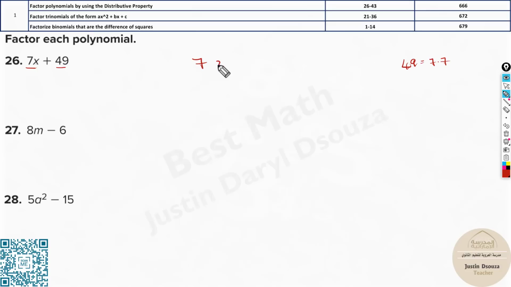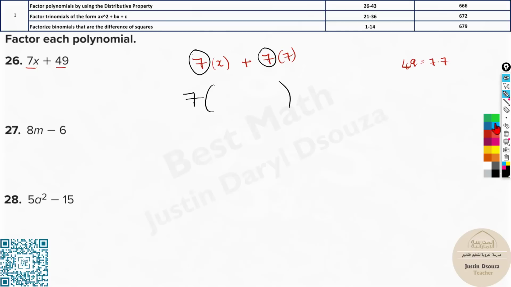We'll write 7x, let's write a bracket, just to show that this is a common term. Now plus, you can write 7 times 7. What is it? 7 times 7 is 49. The same thing I've just rewritten like this. Now whenever you have common terms like this, 7 and 7 is common here, it can be removed outside. And then what does remain inside? If 7 is taken off from here, only x is remaining plus 1, 7 is remaining. So this is the factored form using the distributive property.